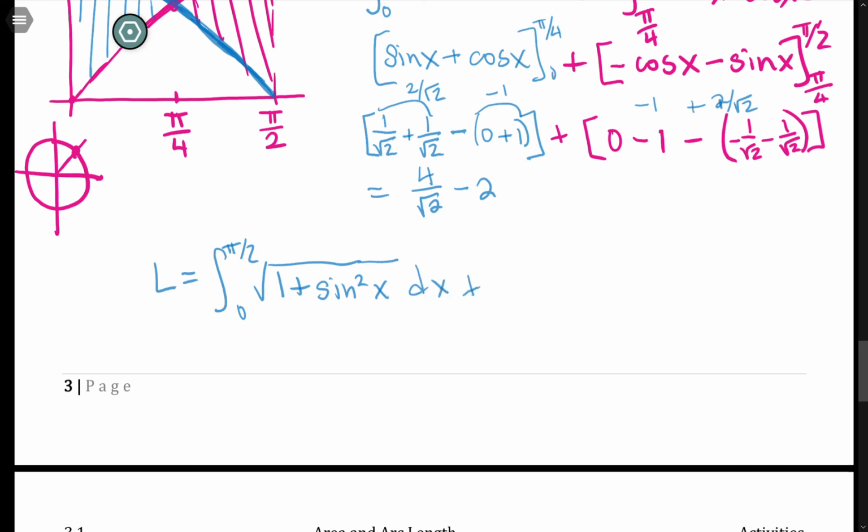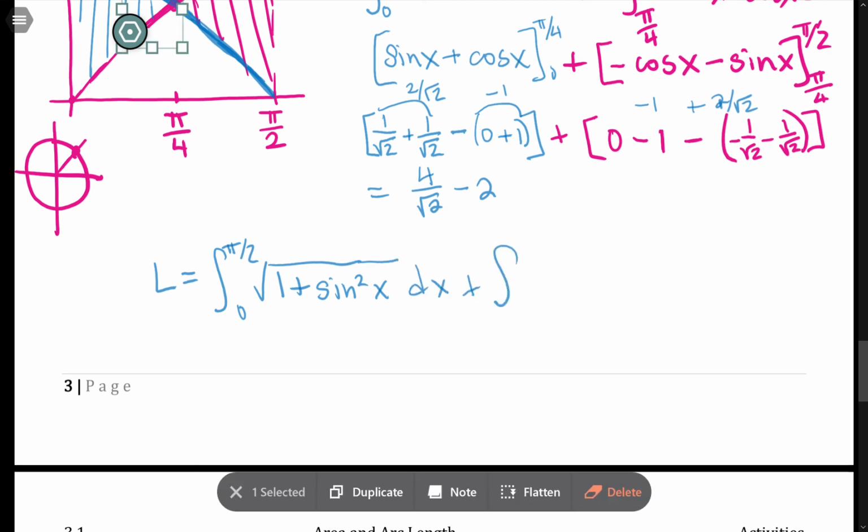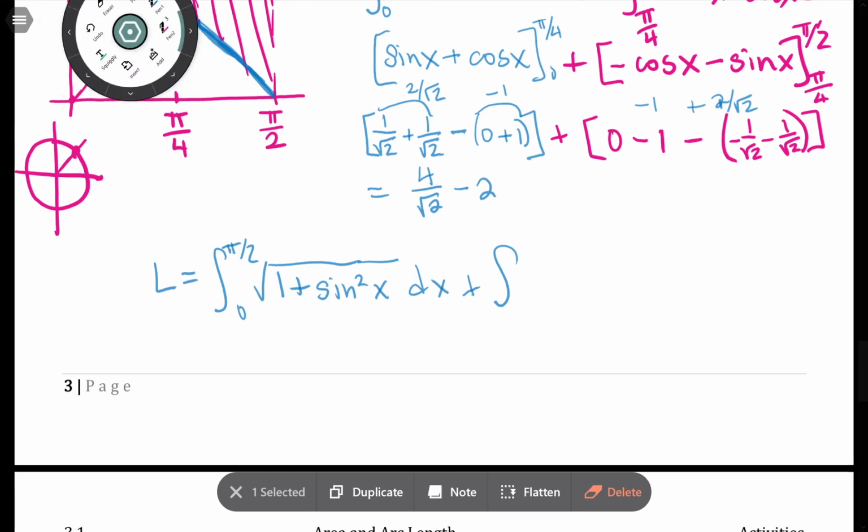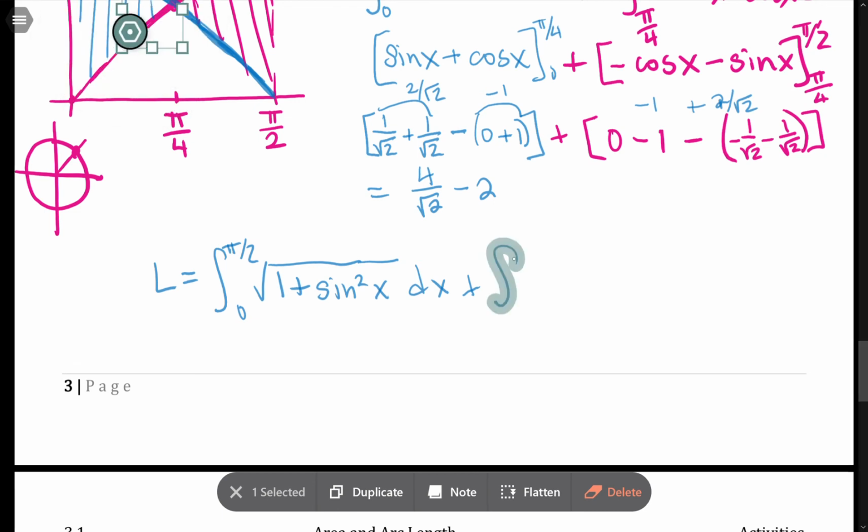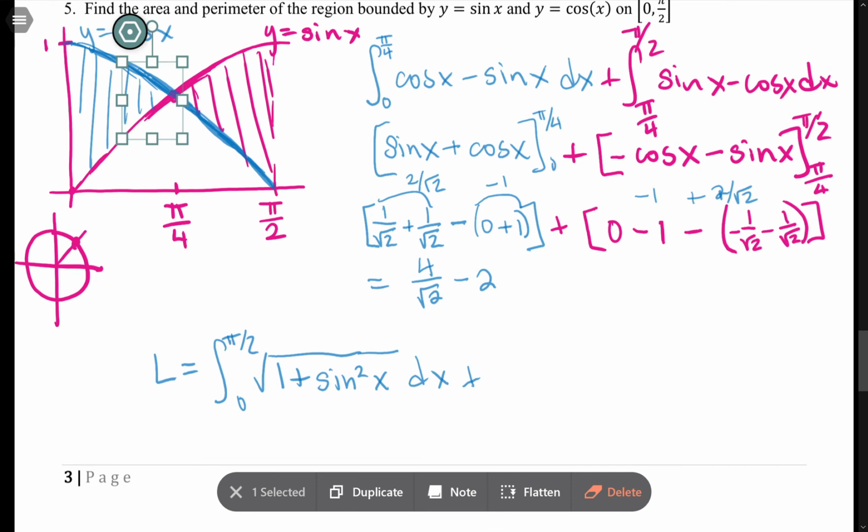We don't really have to split these up, but just to show the pieces, here I'll even do colors. So that gives us that blue stretch of curve. And then we need to do the same thing for the sine function. So we'll do the square root of 1 plus the derivative of sine, which is cosine. So this one's going to be cosine squared.